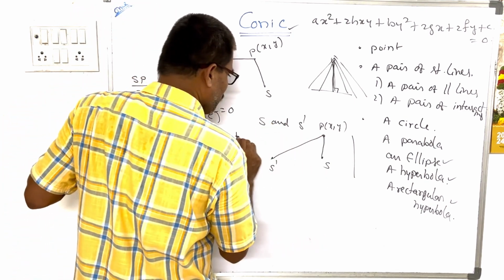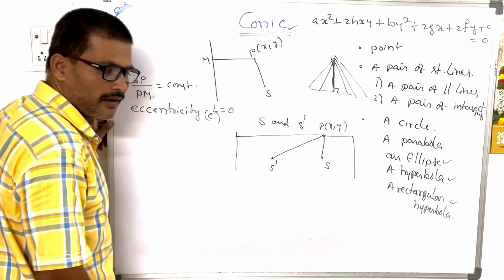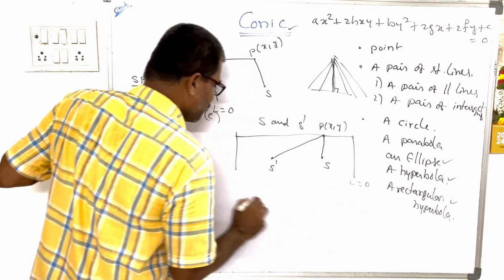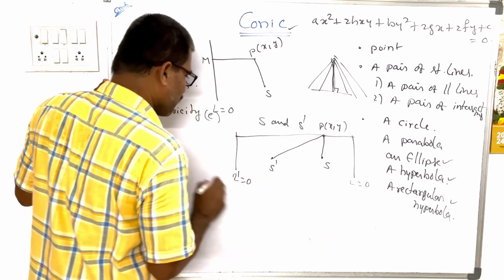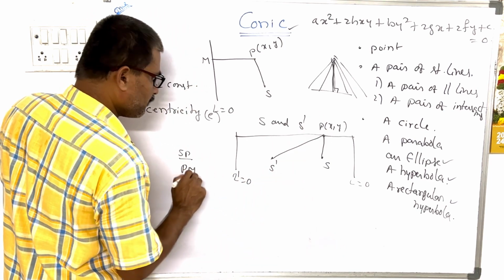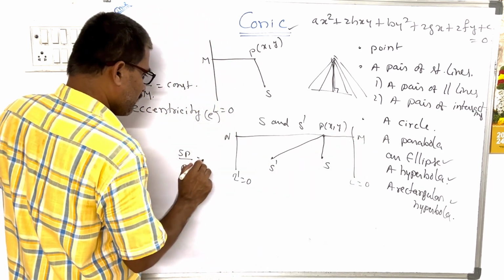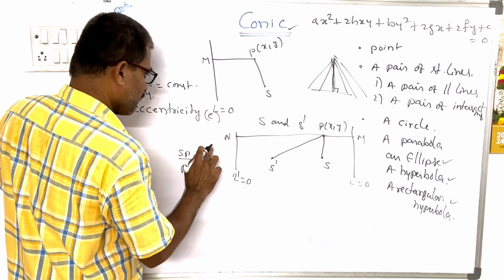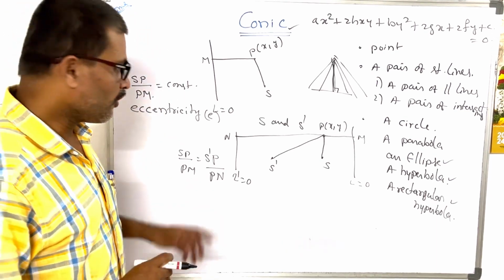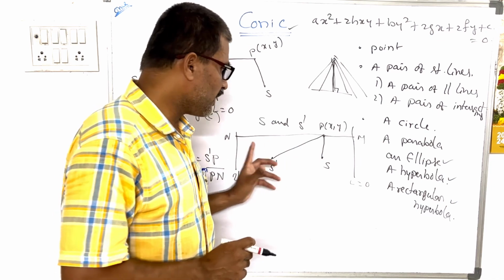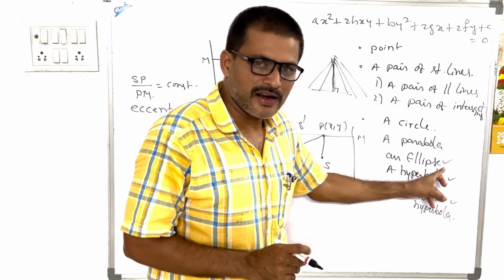Here we take one more perpendicular line from P, and this is also a perpendicular distance from P. So this is L = 0 and this is L dash = 0. These are two fixed straight lines. Now here we observe SP by PM, and S dash P by PM. These are also the same values. So here we take two fixed points and two fixed straight lines. This type of formation gives the ellipse and hyperbola.